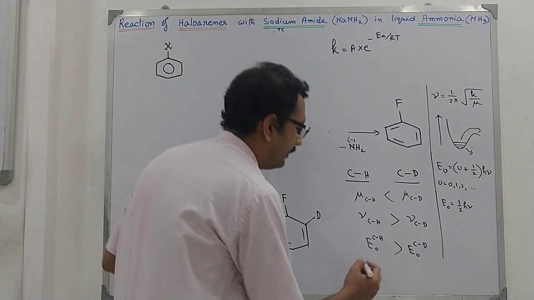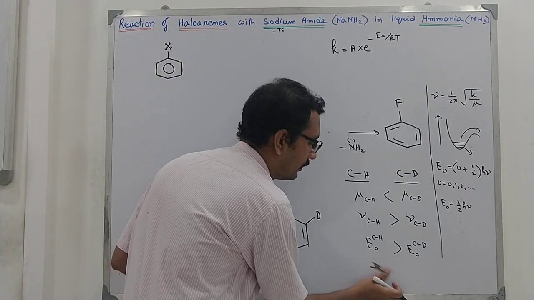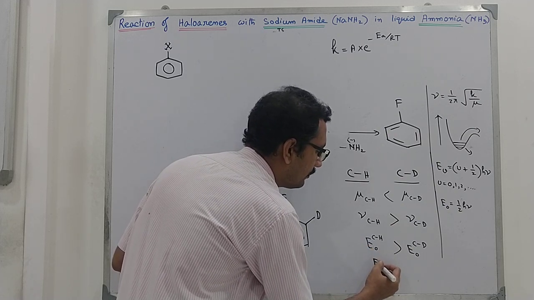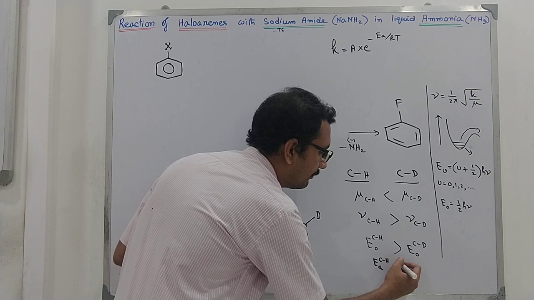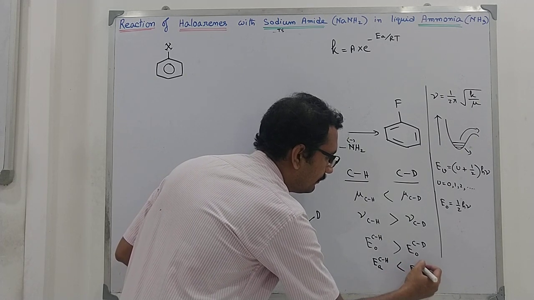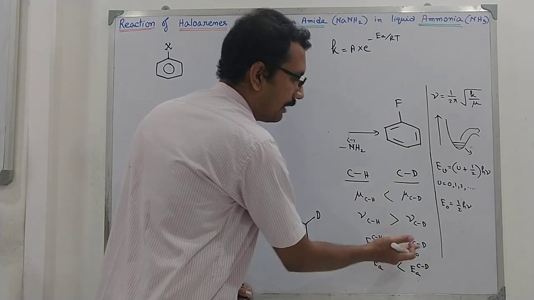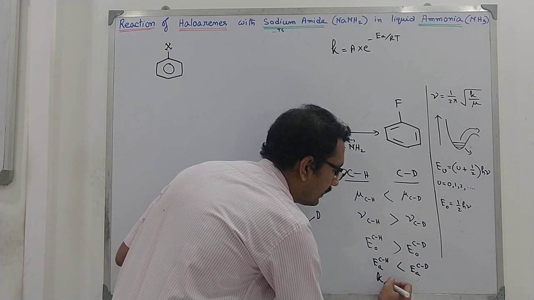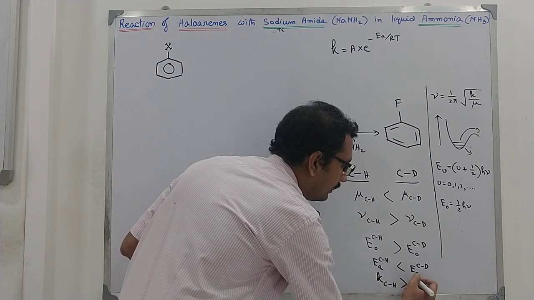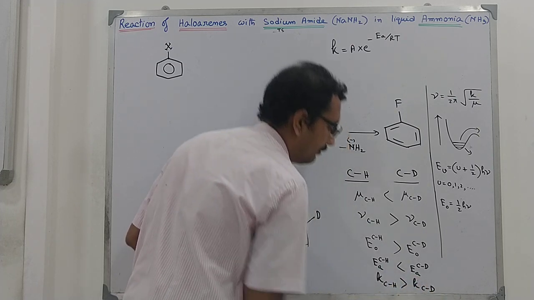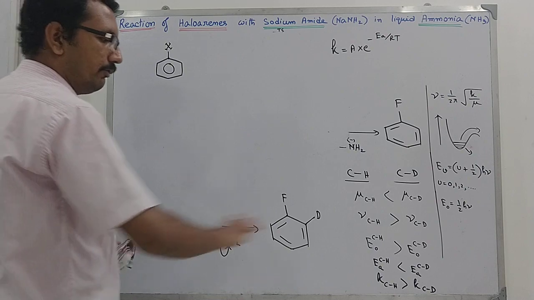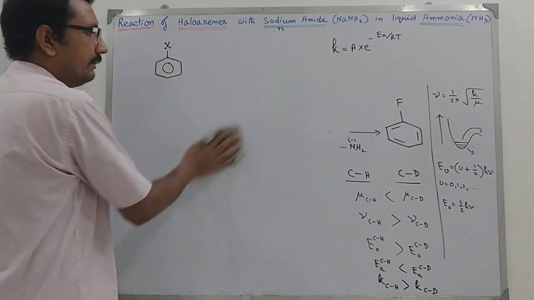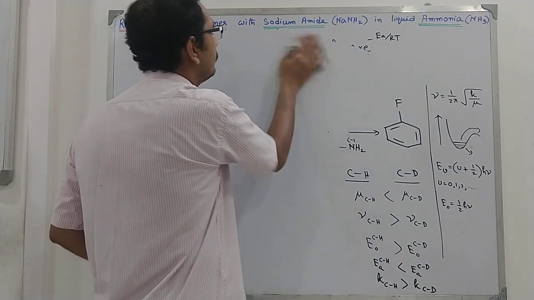So I must write here rate or K, since this is the activation energy. Activation energy will be greater for the CD bond. Since the ground state is lower, activation energy will be greater. So the rate constant will be greater than the CD bond. Now this will remain true whatever may be the class. The probability of extracting the lighter atoms is greater.